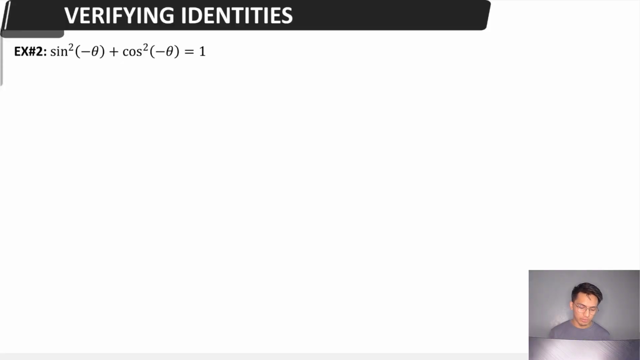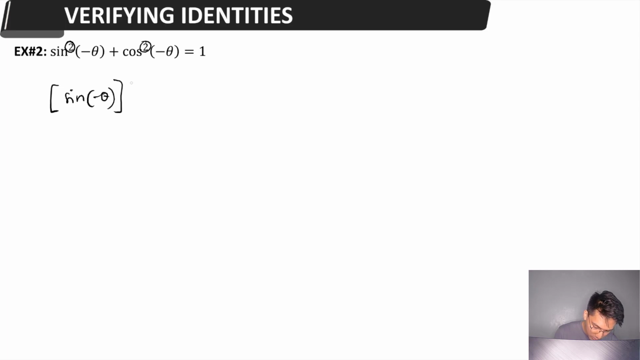Example number 2, we have given the equation sine squared negative theta plus cosine squared negative theta is equal to 1. So, we use the 4 main guidelines ulit. Ano natin gagawin? Para mas simplify natin, labas muna natin yung square. So, para ilabas yung dalawang square na ito, we have sine negative theta quantity squared plus cosine negative theta quantity squared, and this is equal to 1.